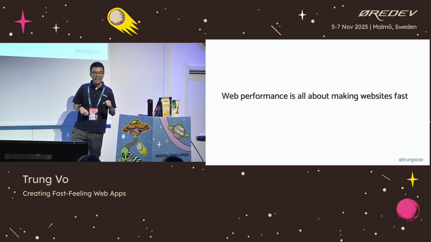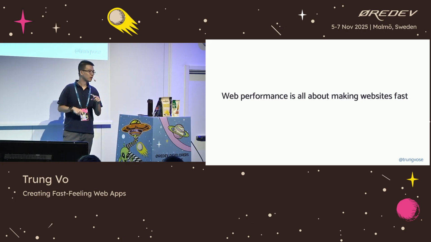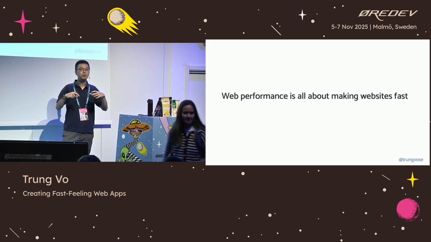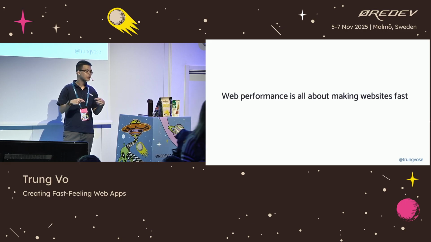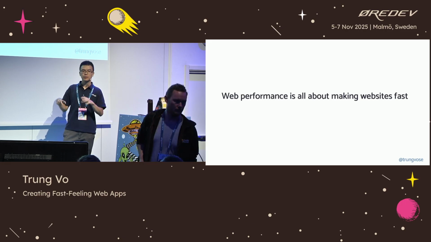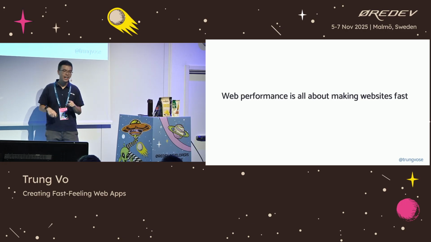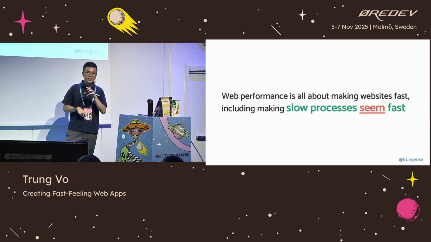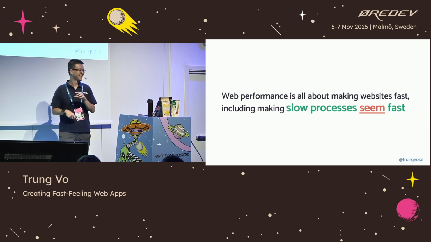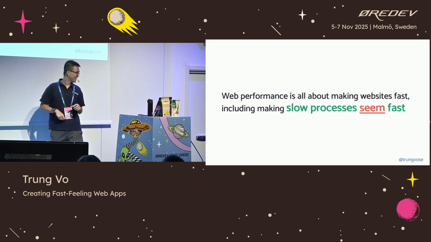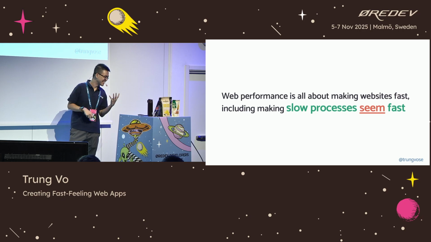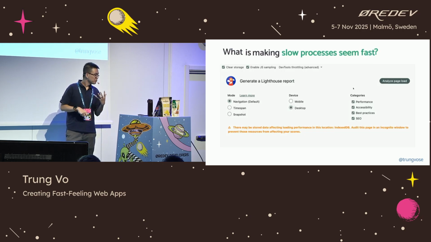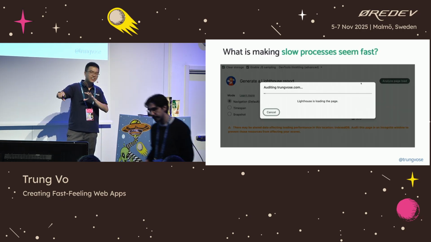And I think as developers, we talk about web performance as improving the metrics, making the site fast, from an engineering perspective. But there's another story. There's another half of the story, where you make the slow process seem fast, and that is interesting because that's how it looks in practice, right?